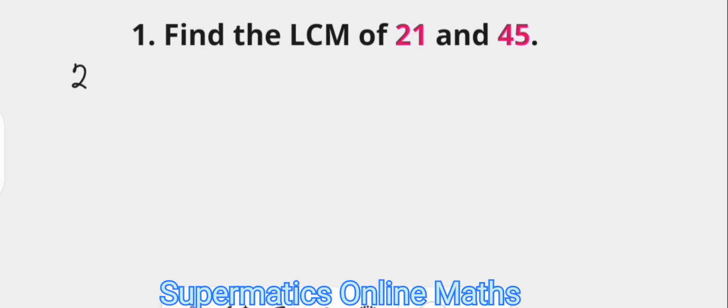where 21 can be written as the product of 3 and 7. 3 is a prime number, so we have it circled. 7 is also a prime number, we have it circled. And there is no factor of 21 that can be further expressed as products of other factors because they have all been circled. Now to 45.